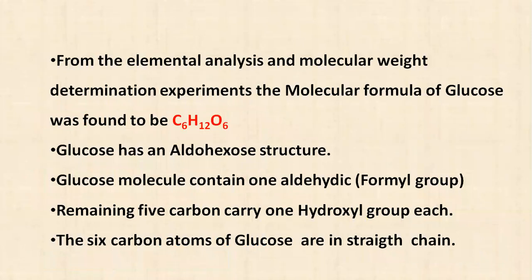From elemental analysis and molecular weight determination experiments, the molecular formula of glucose was found to be C6H12O6. Glucose has an aldohexose structure, and the molecule contains one aldehyde, that is a formyl group, and the remaining 5 carbons carry one hydroxyl group each. And the 6 carbon atoms of glucose are in a straight chain.